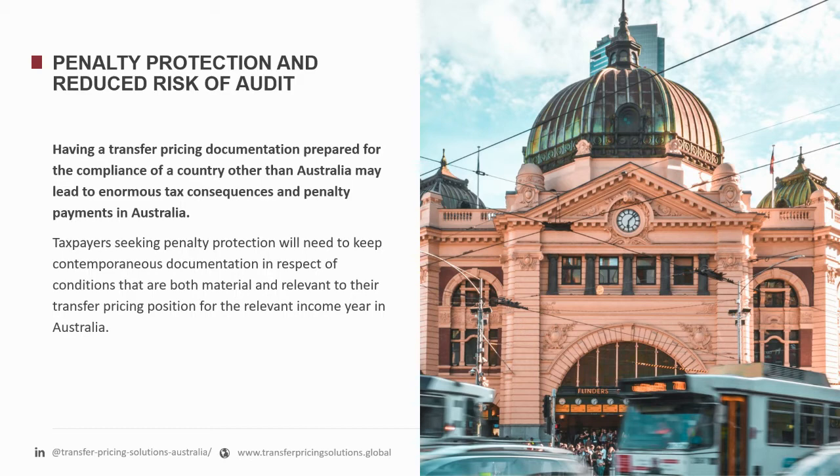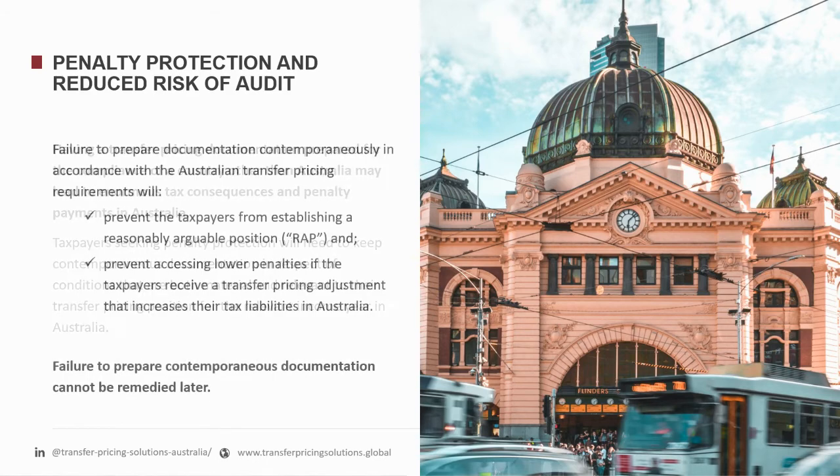Having transfer pricing documentation prepared for the compliance of a country other than Australia may lead to enormous tax consequences and penalties in Australia. So taxpayers seeking penalty protection will need to keep contemporaneous documentation in respect to the conditions that are both material and relevant to their transfer pricing position for the relevant income tax year. So the penalty protection and reduced risk of an audit, looking at failure to prepare documentation contemporaneously in accordance with the Australian transfer pricing requirements.